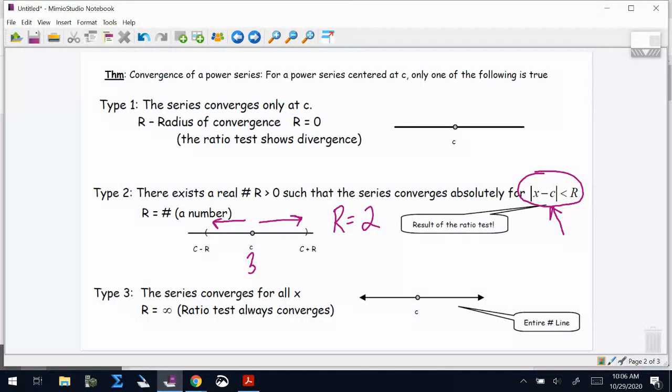This happens the most often. And again, this is going to come from the ratio test. You're going to get down to this. This is going to be our goal when we finish our ratio test, so we can establish how big is that radius? How far out does it extend?